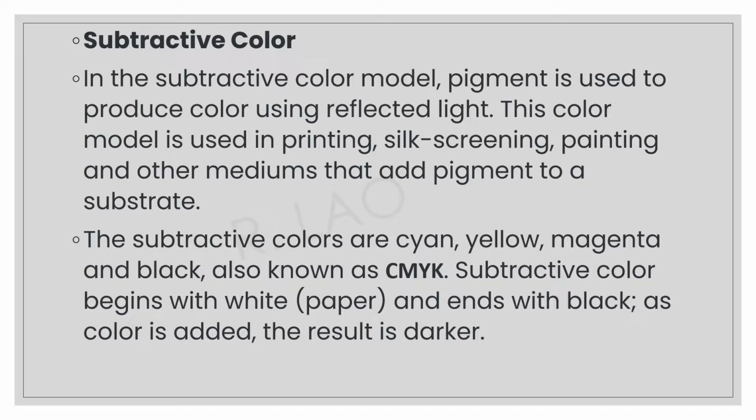Painting, no? It might be watercolor, Crayola, color pencils, and other mediums that add pigments to a substrate. The subtractive colors are cyan, magenta, yellow, and black, also known as the CMYK. Cyan refers to blue, in the shade of blue. Yellow refers to yellow. Magenta refers to the shade of red. And K refers to the black.